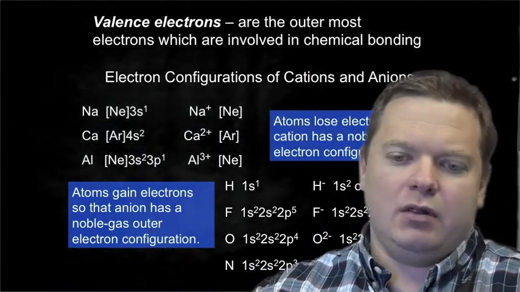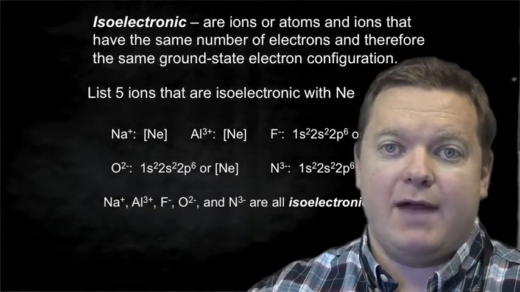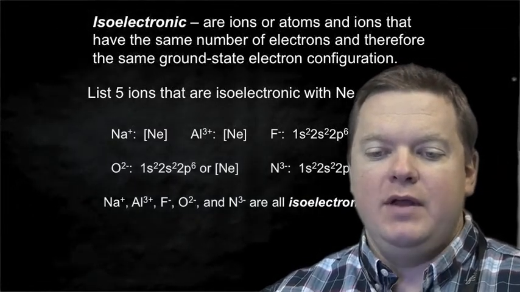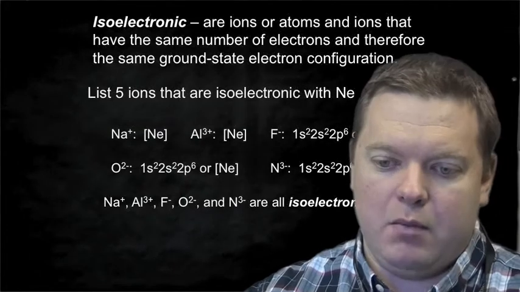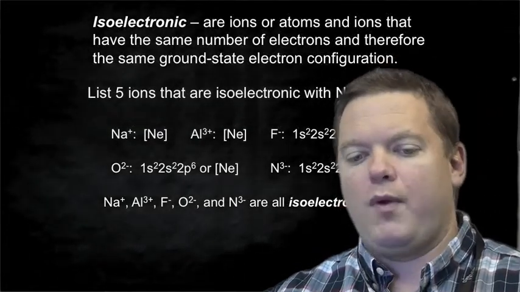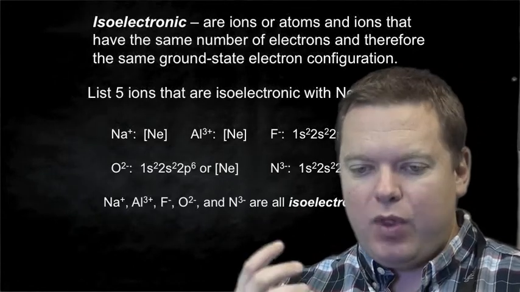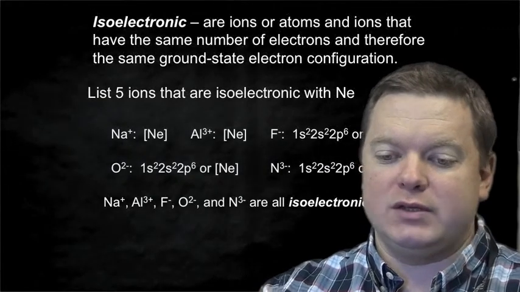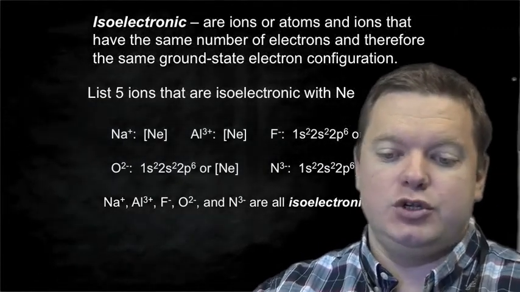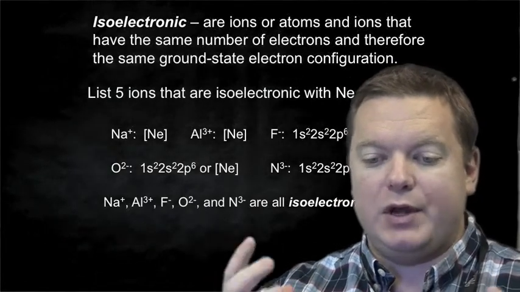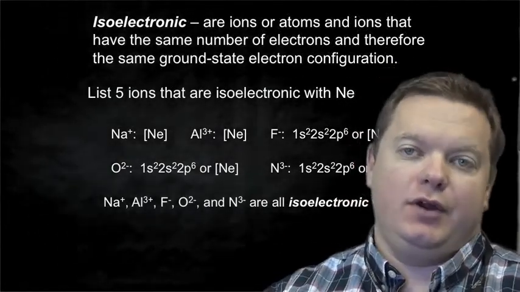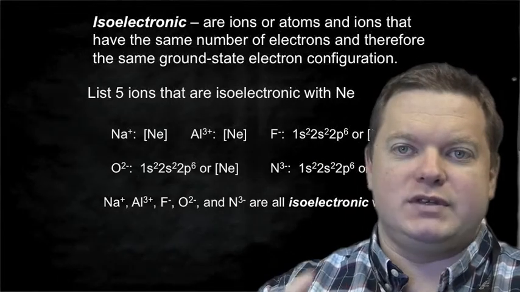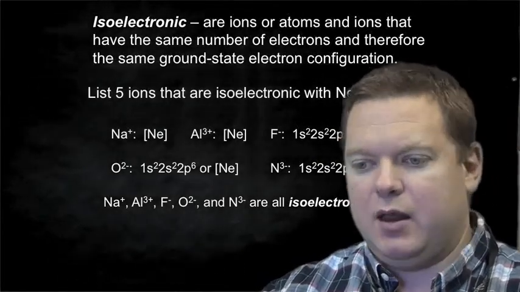When we do this, we see that a lot of the time we can get ions that have a similar electron configuration, what we call isoelectronic. These are ions or atoms that have the same number of electrons, therefore the same electron configuration. So if we look at these 5 that are isoelectronic with neon, we can have sodium plus, aluminum 3+, fluorine minus, oxygen 2-, nitrogen 3-. All of them get to a case where they have the same electron configuration as neon. That's what isoelectronic means: the same number of electrons, therefore the same approximate ground state electron configuration.